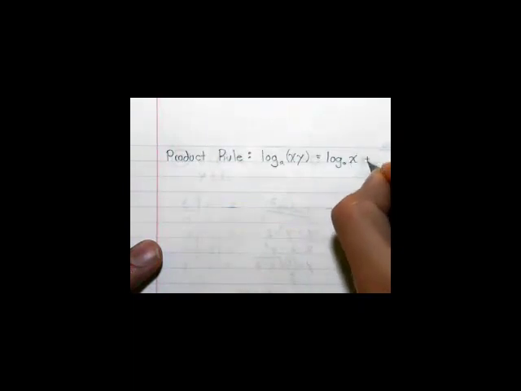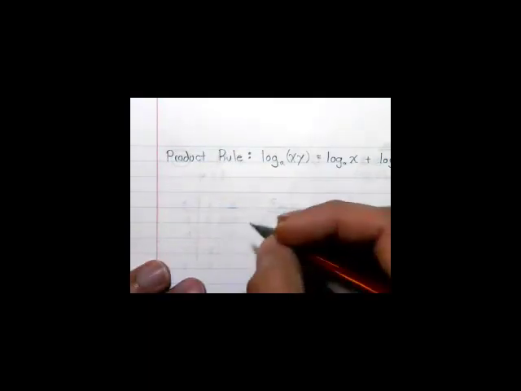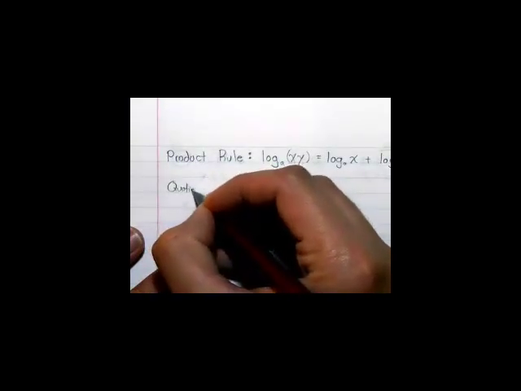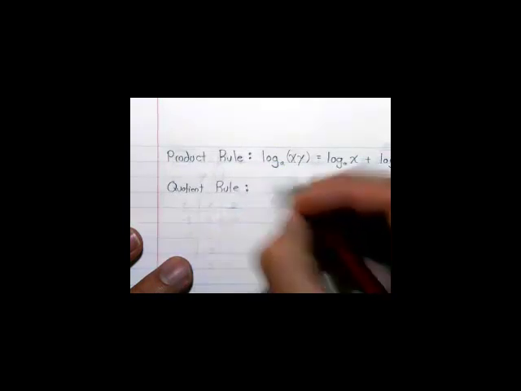Kind of break it apart into an addition problem. Yep, that's the product rule. And it goes both ways, obviously. So if you have two logs that are added together and you would like to bring them together into one, which usually will be, you can do that. If you understand the product rule, the quotient rule is pretty straightforward then as well.